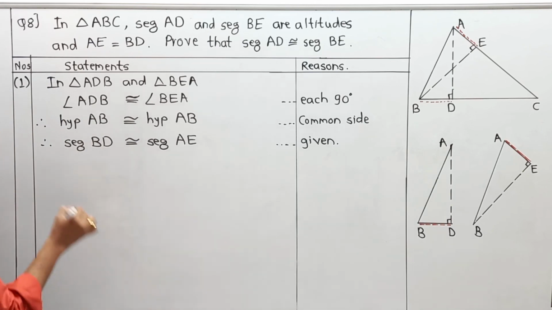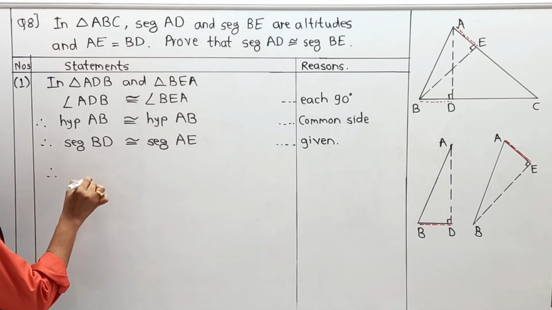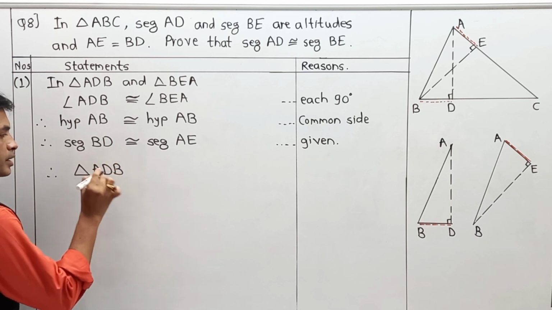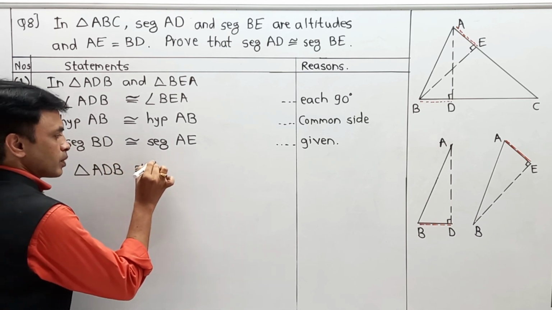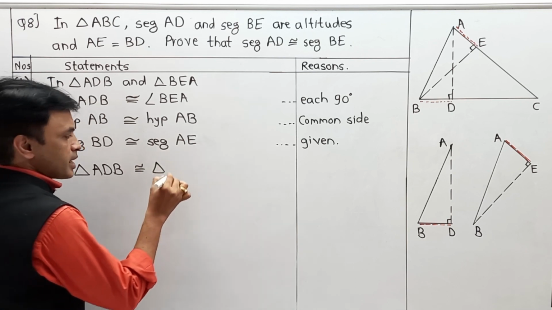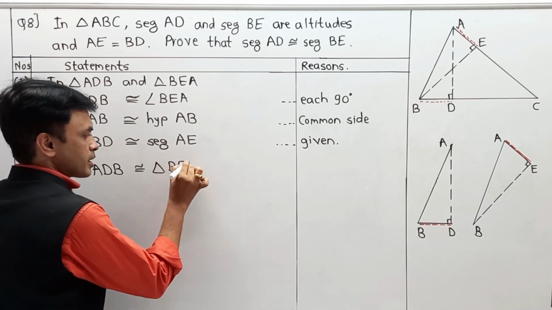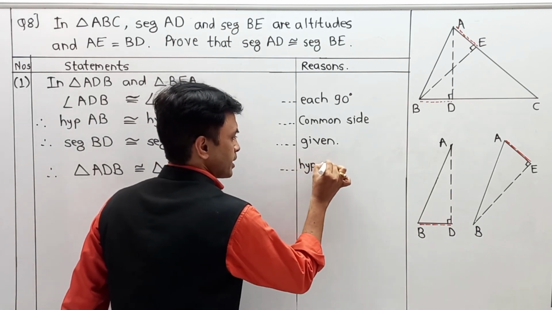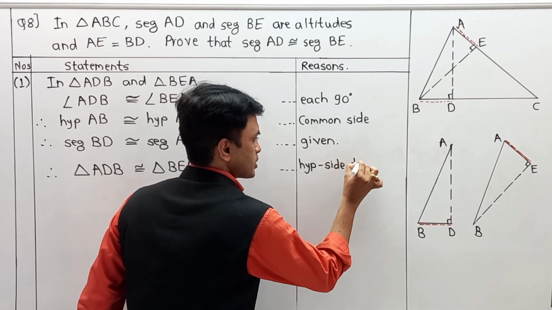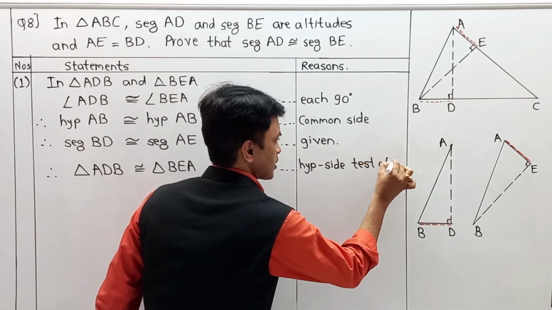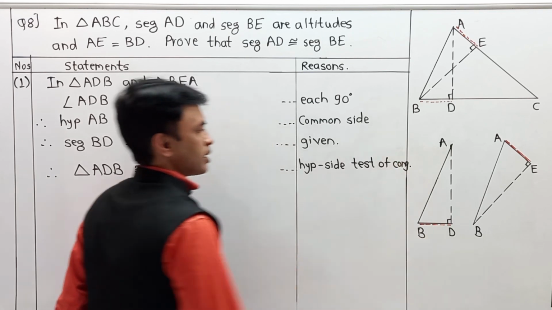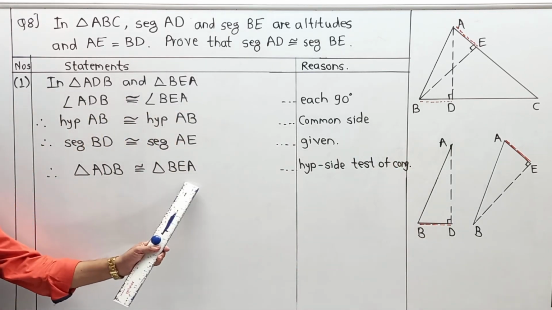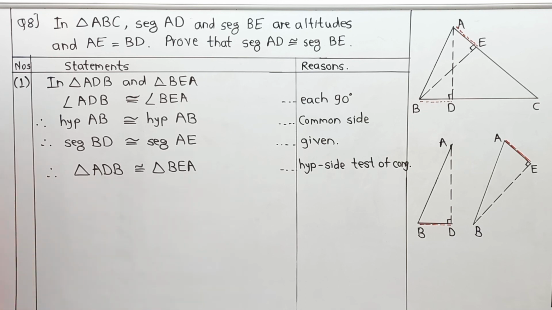Now we can have, therefore triangle ADB is congruent to triangle BEA by hypotenuse side test of congruency. By hypotenuse side test of congruency. Now when two triangles are congruent, their respective sides and respective angles must be congruent.